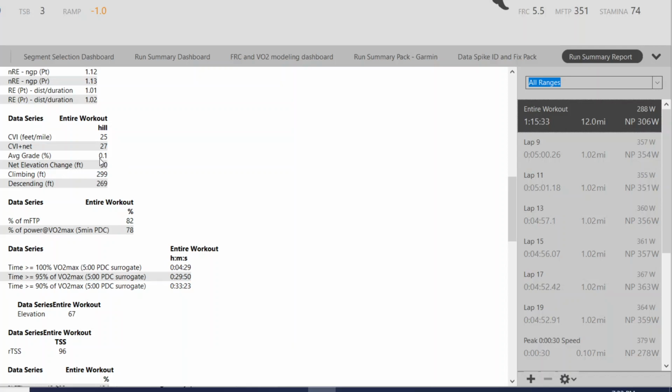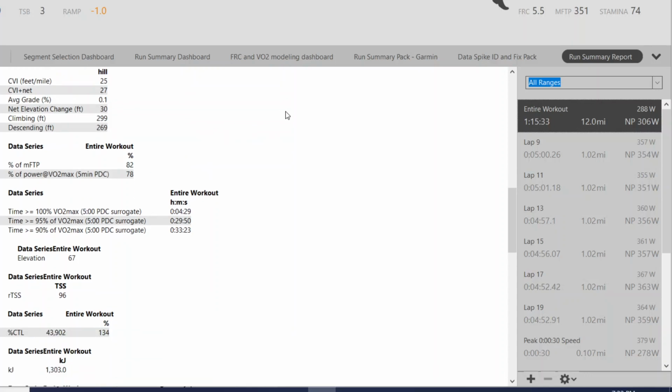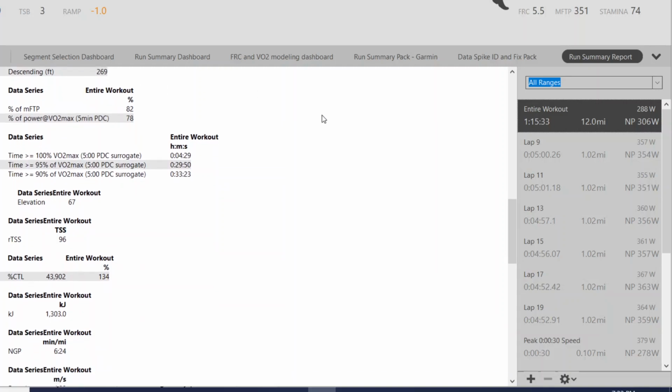Net elevation change, this is total feet of climbing during this entire workout. It was only 30, so like I said, it was a flat route. There's the climbing feet and the descending feet. And this is the net elevation change. All right.